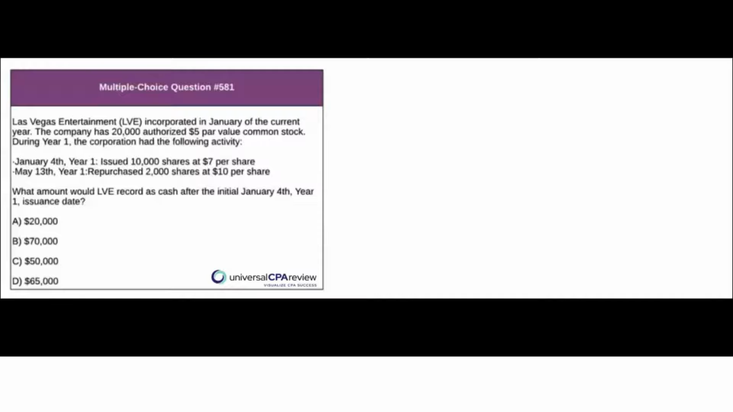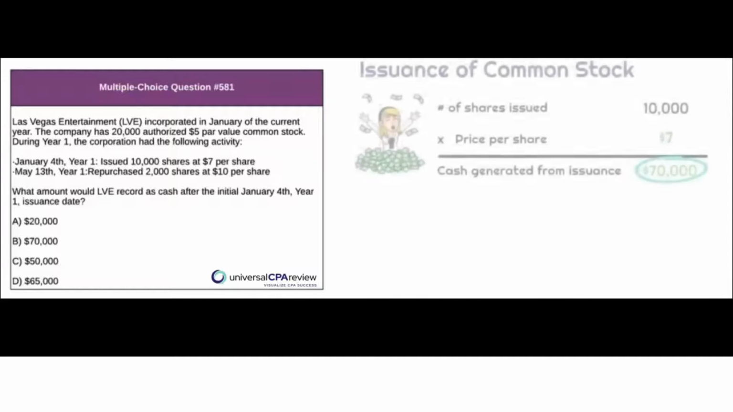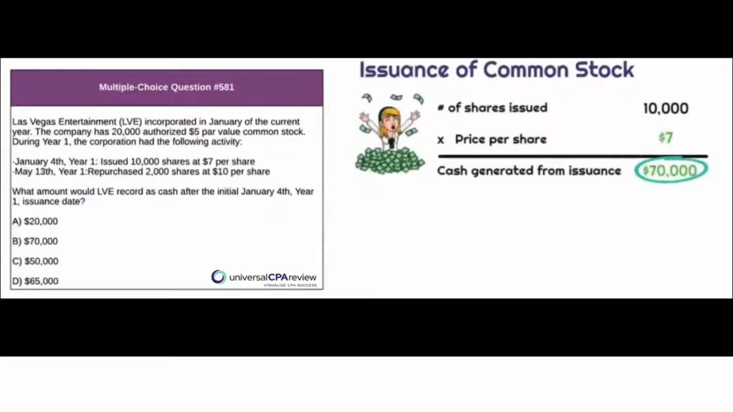Now, they issued 10,000 shares on January 4th at $7 per share. And the question wants to know, how much cash did Las Vegas Entertainment receive when they issued that stock? Well, the company is always going to record cash from that sale at the cash that they received, right? It makes sense. So when the stock is issued, we would just take the number of shares that have actually been issued, which is the 10,000 shares, right?